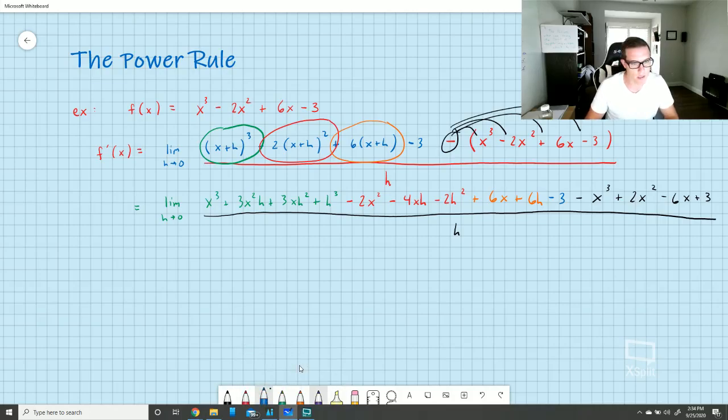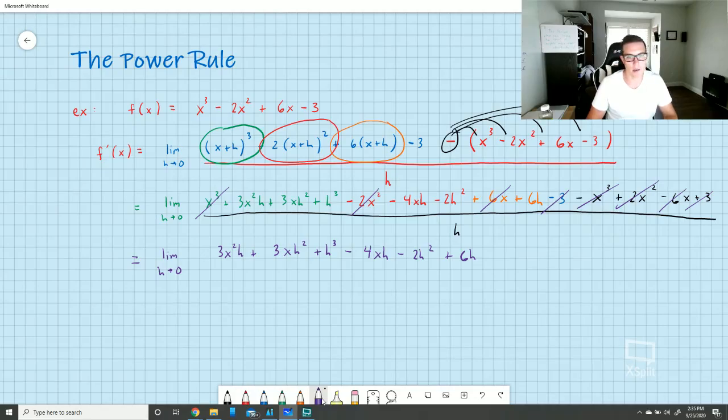What cancels out? Let's get the purple marker. X cubed should cancel with an x cubed. 2x squared should cancel with a negative 2x squared. Minus 6x should cancel with a 6x. 3 should cancel with a 3. What's left? Well, hopefully everything left has an h term, and I think it does. We have a 3x squared h plus a 3xh squared plus an h cubed. We have a minus 4xh minus 2h squared. We have a plus 6h. I think that's it. Hopefully I did not miss anything. All over h.